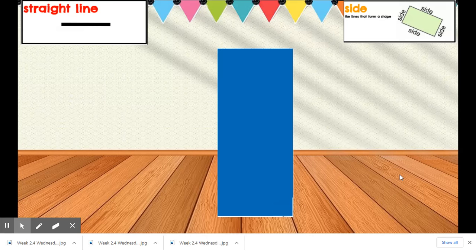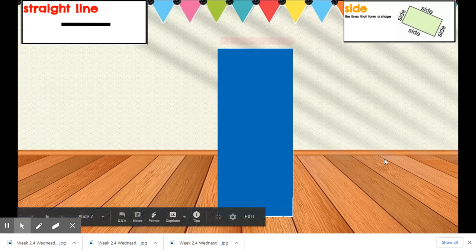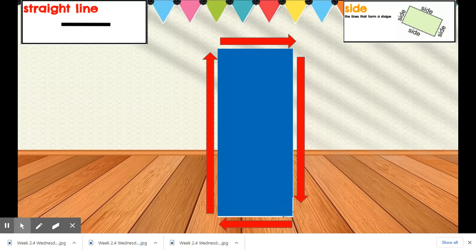So let's count how many sides a rectangle has. Ready? 1, 2, 3, 4. So how many sides does a rectangle have? 4. Awesome.